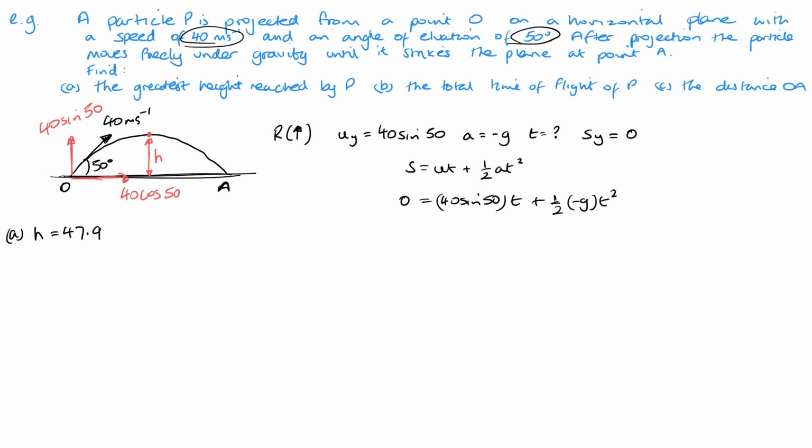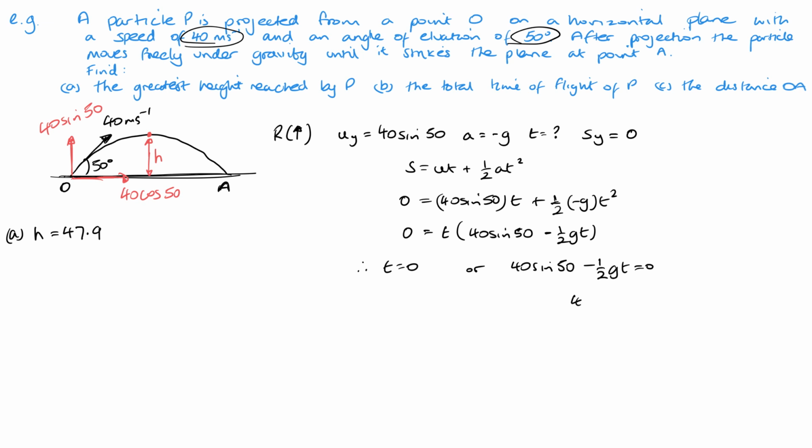minus GT squared. So to do this, all we need to do is factorise out t, so that gives me t(40 sine 50 minus a half gt). And that makes sense, because one of our values is going to be t equals 0, and if this has travelled 0 in the vertical direction, this has got to be one of the points, hasn't it? So we can see that therefore t is going to be 0, but 40 sine 50 minus a half gt must be equal to 0.